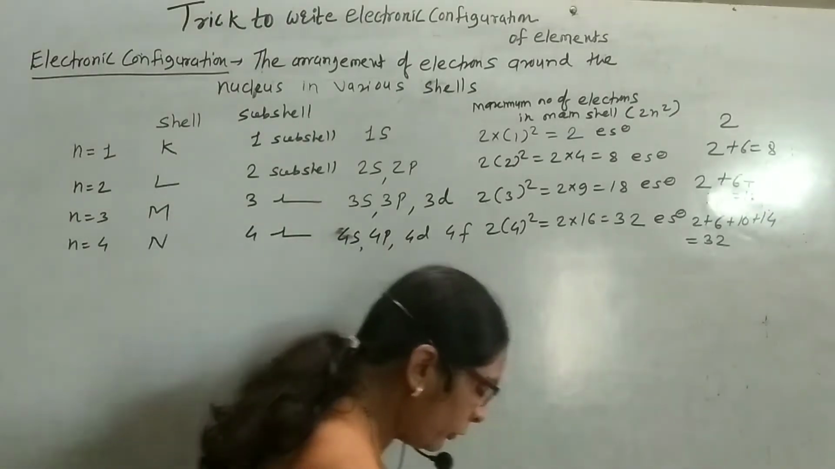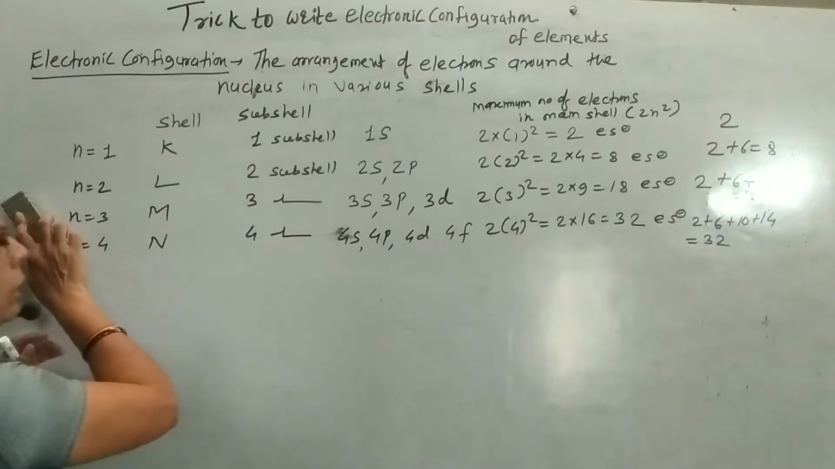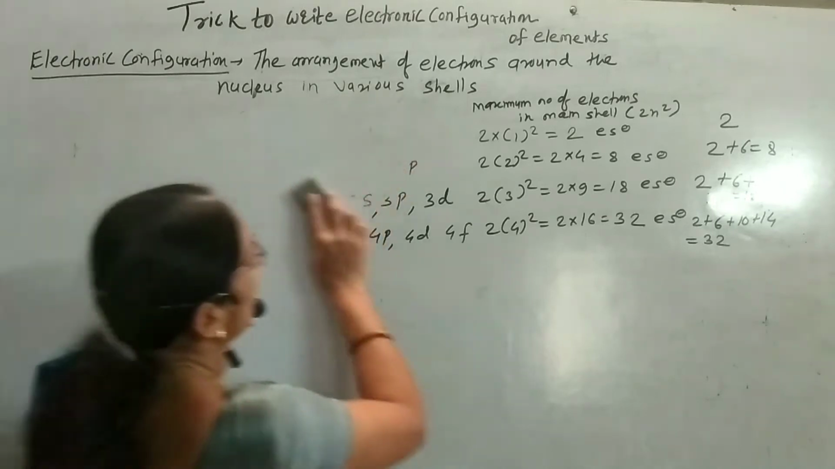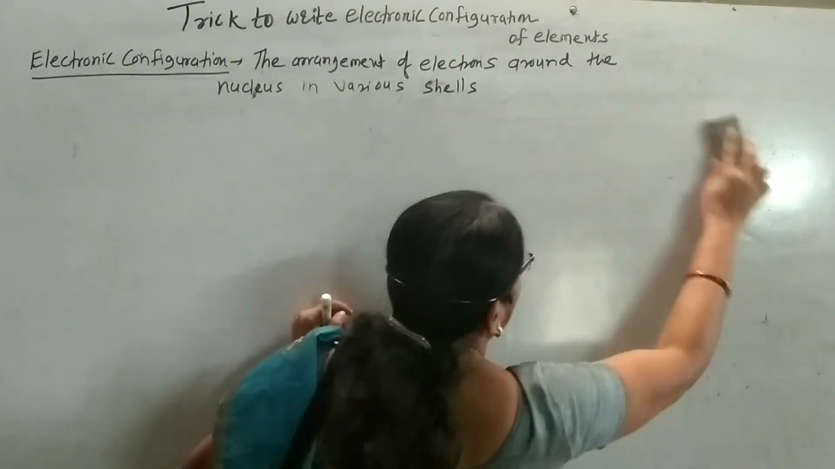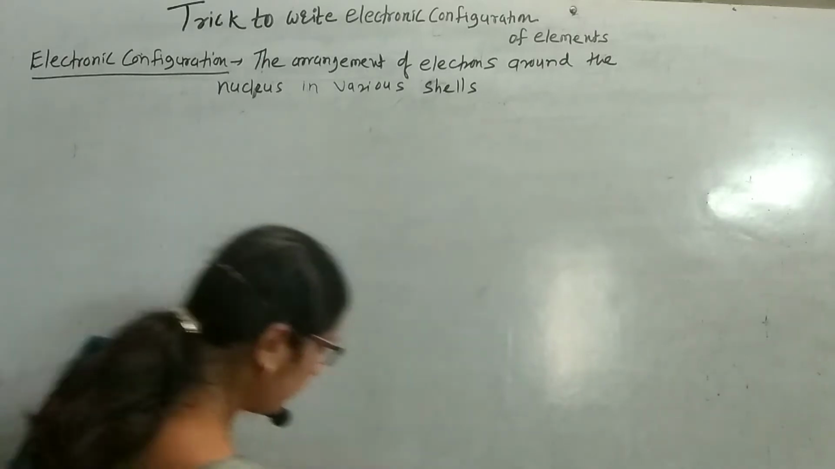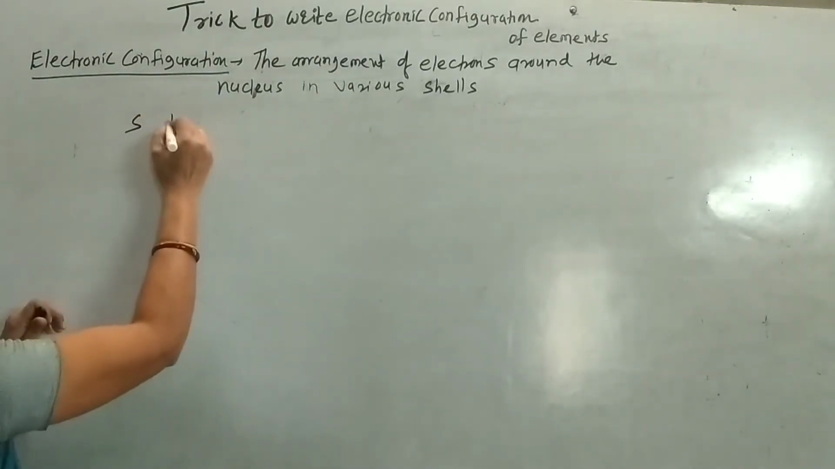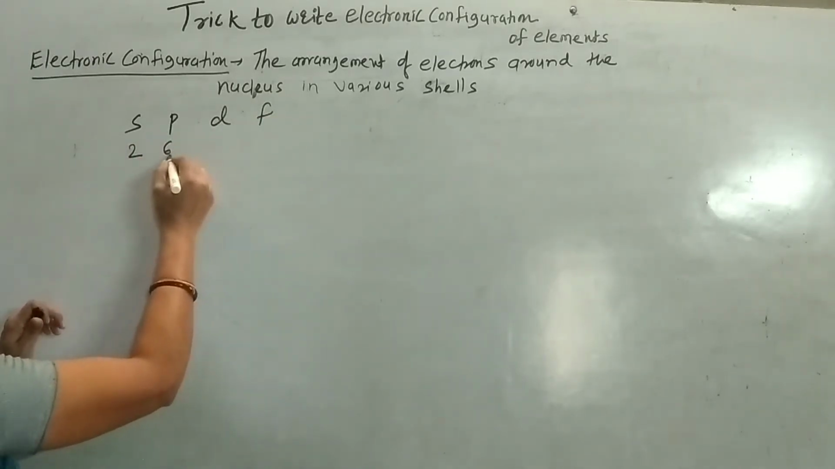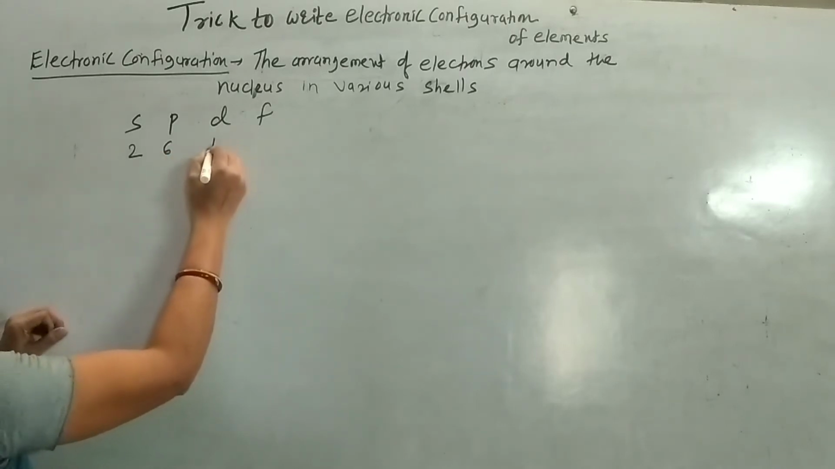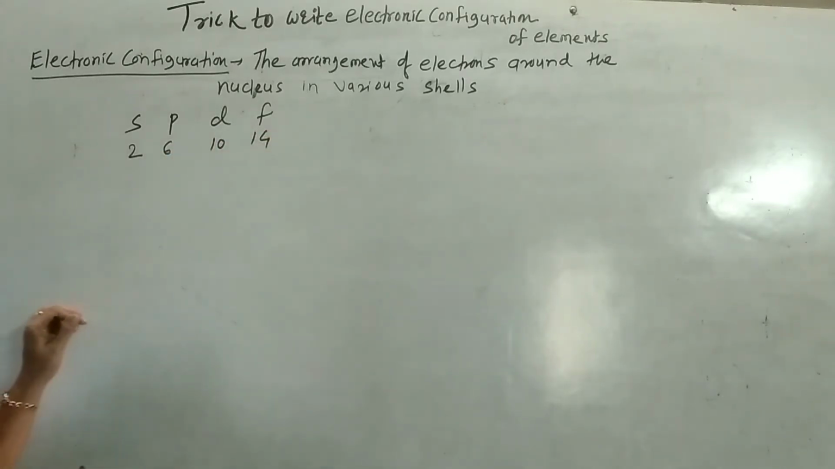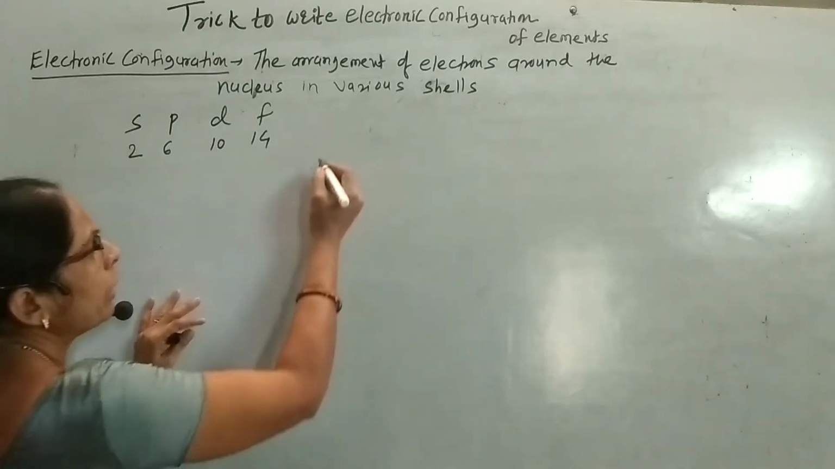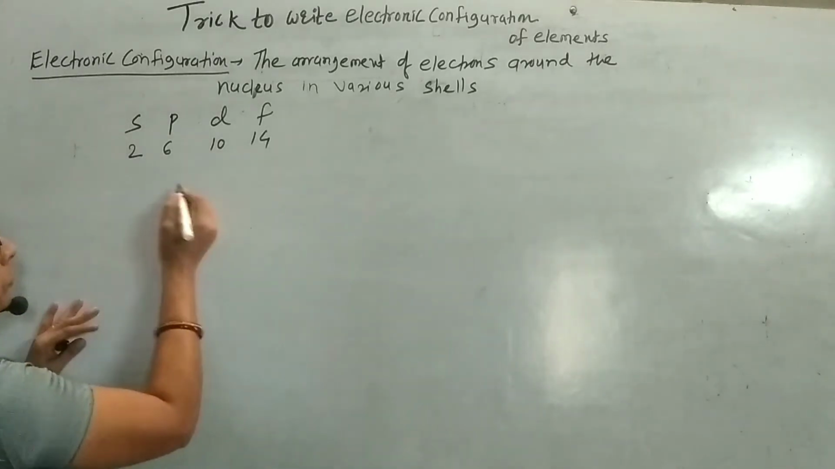Now let us consider how to write the electronic configuration of the elements. In order to write it, we consider S, P, D and F. S has a maximum capacity of 2, P has 6, D has 10 and F has 14 electrons. To write the electronic configuration of any element, I give a simple trick that you should remember.